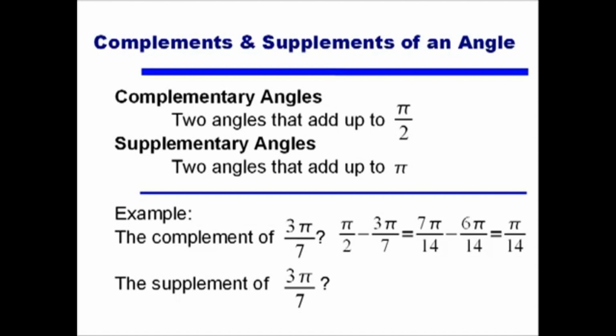If we added those two angles together, we'd get back to pi over 2. The supplement is found the same way, except instead of subtracting 3 pi over 7 from pi over 2, we'll be subtracting it from pi. And again, finding the common denominator, we find that the supplement of 3 pi over 7 is equal to 4 pi over 7.